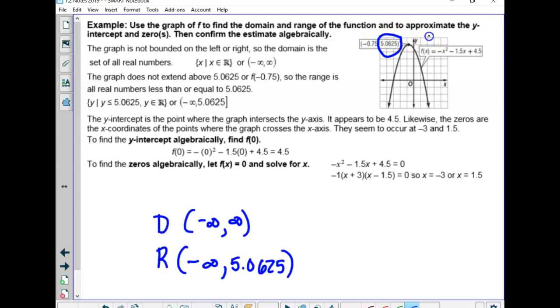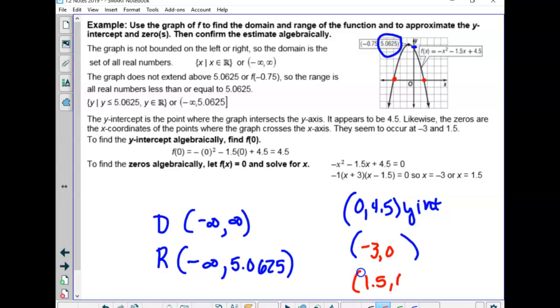Then it asks for us to approximate the y-intercept. Anybody want to put a guess on that y-intercept right there? It's a little bit lower than that, right? 1, 2, 3, 4, 4.5 is our estimate of the y-intercept, okay? And estimating the x-intercept? Anybody? -3, and 1.50 is what we're thinking? Okay. Then it says, then confirm algebraically.